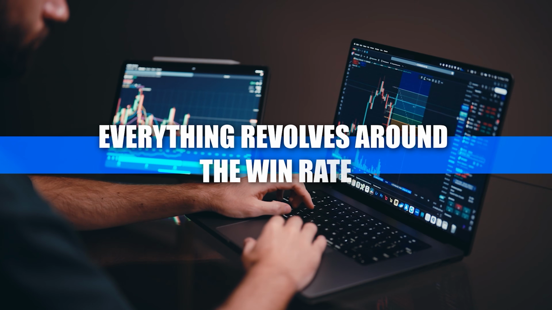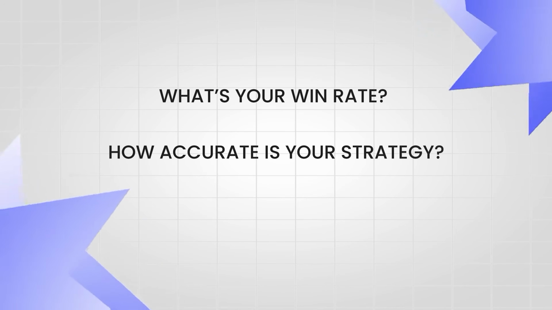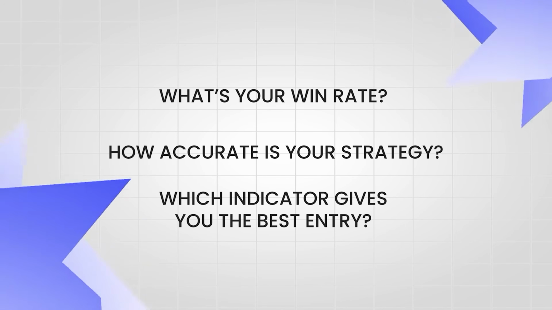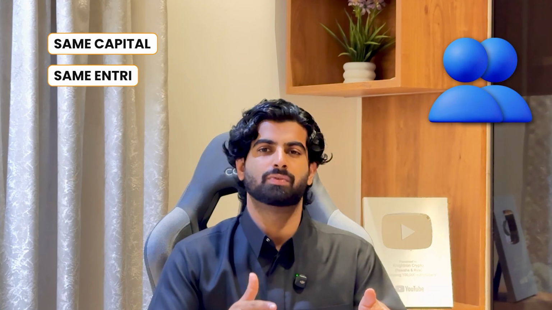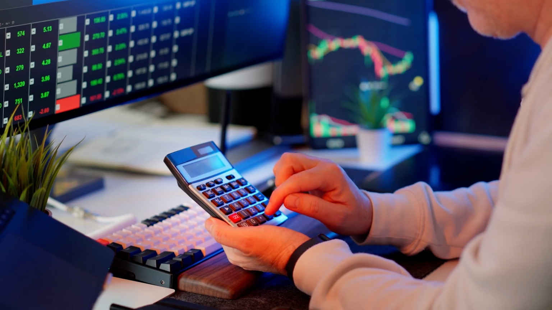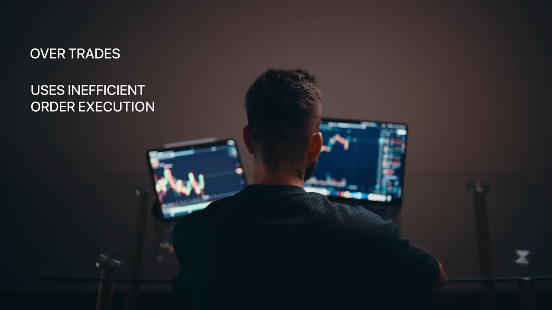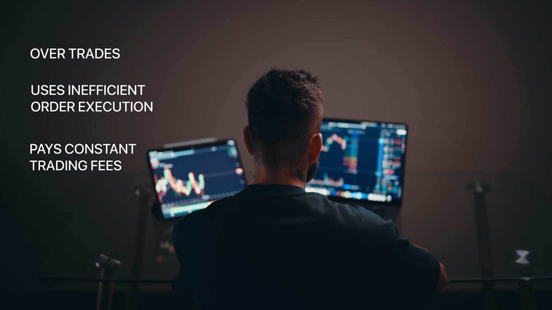So when people talk about becoming a profitable trader, everything revolves around the win rate. That is, what's your win rate, how accurate is your strategy, and which indicator gives you the best entry. So let's imagine two traders using same capital, same entries, same exits, and also using the same market. So trader A executes efficiently, whereas trader B overtrades, uses inefficient order execution, and also pays constant trading fees.